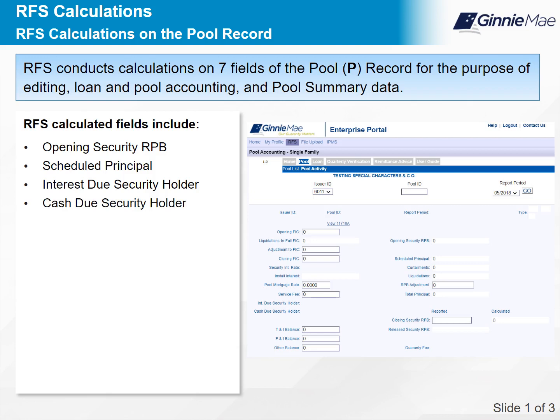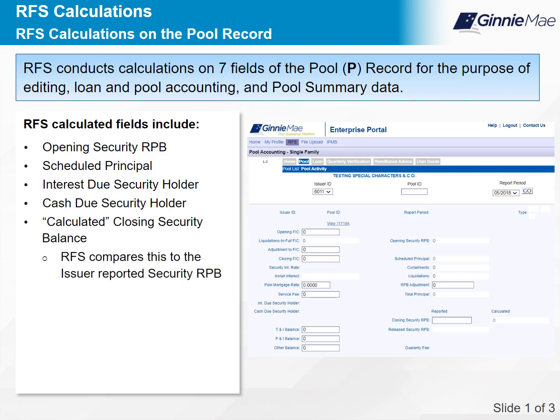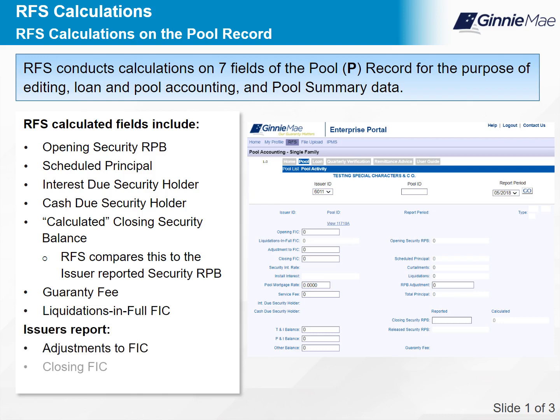RFS examines the calculated closing security balance field. RFS compares this to the issuer-reported security remaining principal balance, RPB. RFS also calculates the guarantee fee and the liquidations in full FIC fields. Finally, issuers report adjustments to FIC if needed and closing FIC. RFS compares the closing pool FIC to the reported loan FIC. Any discrepancy will generate an exception.